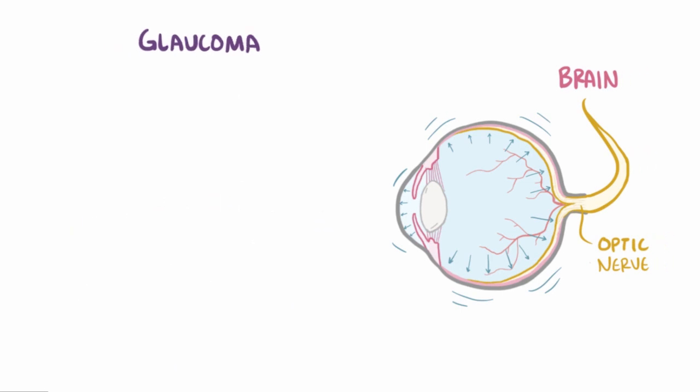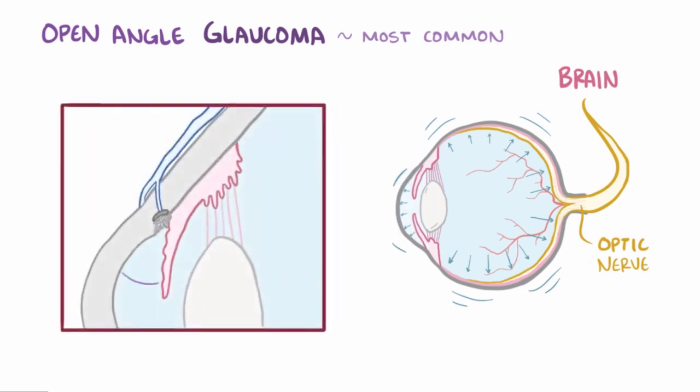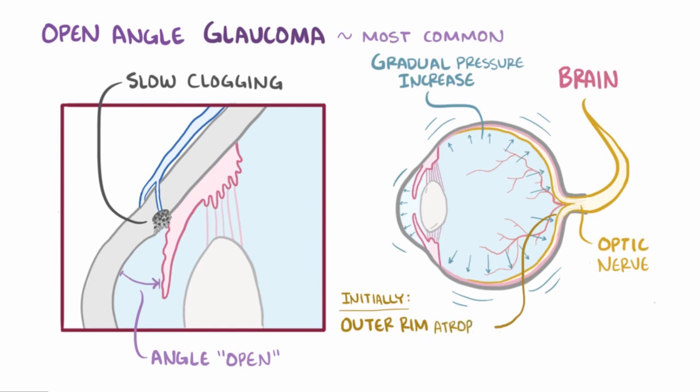Now, there are a couple types of glaucoma. First, there's open angle glaucoma, which is actually the most common, and it has this name because the angle between the cornea and the iris is open. In this type, the drainage system slowly gets clogged over time, and so there's this gradual increase in pressure on the optic nerve. This increase in pressure initially results in atrophy of the outer rim of the nerve, resulting in a decrease in peripheral vision. As that pressure increases even more, though, there's continued damage to the optic nerve, which eventually leads to a loss in central vision as well.